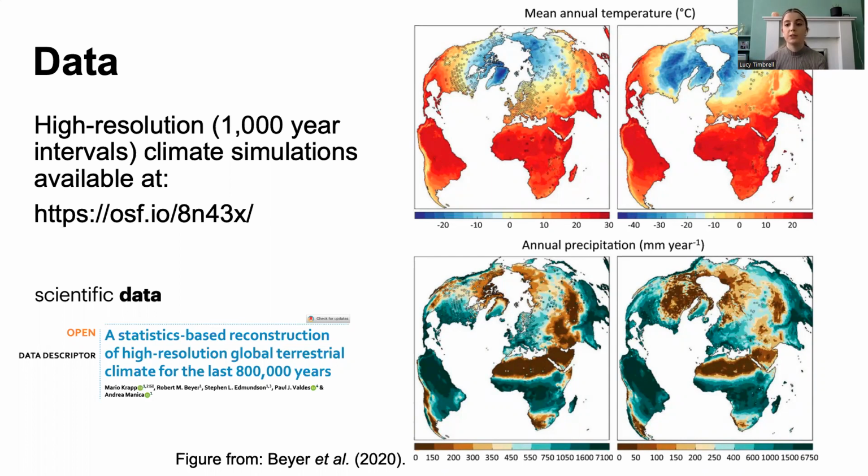These simulations cover the last 800,000 years at 1,000 year time intervals, and there's a range of bioclimatic variables available. I think there's 17 in total, but for our study, we extracted mean annual temperature and total annual precipitation due to their combined impact on the flora and fauna on the ground. And also we've extracted the biome reconstruction from the model.